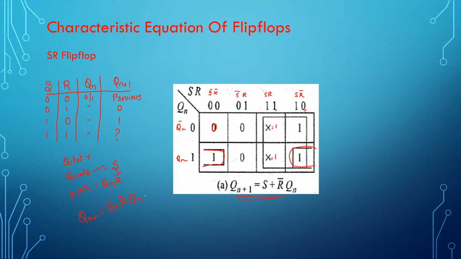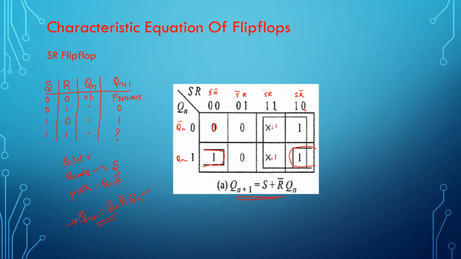This characteristic equation will help you fill the truth table in case you have forgotten the truth table. If you have forgotten the truth table, this characteristic equation will help you write it, and it will also give you an idea regarding how that particular flip-flop is actually behaving.